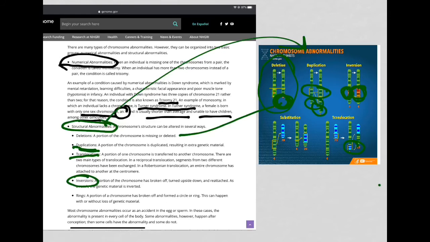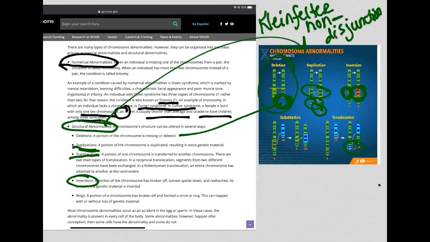One of the important ones I want you to make sure you understand is translocation. And also I want you to look up non-disjunction and what that means. In particular, Klinefelter syndrome is one example. So look up Klinefelter syndrome and understand why that is a non-disjunction issue and how that happens.